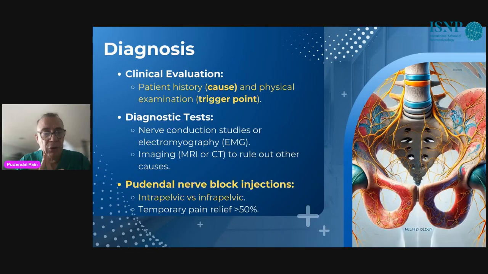So, the diagnosis: how to make the diagnosis. The first is the patient history, because the patient needs to have a cause to develop a pudendal neuralgia. A pudendal neuralgia will never develop out of the blue. You need a cause for that.